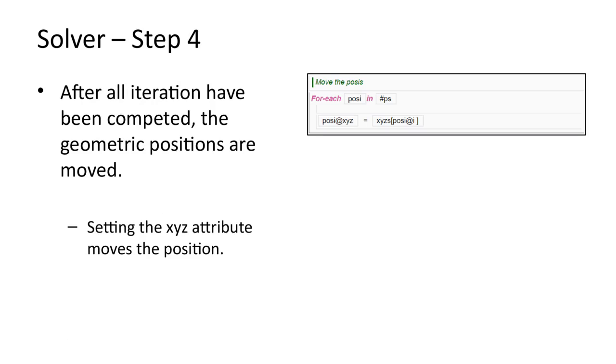The fourth step is executed after the iterative loop in step 3 has completed. In this step, the modified XYZ coordinates are used to update the position entities in the geometric model.